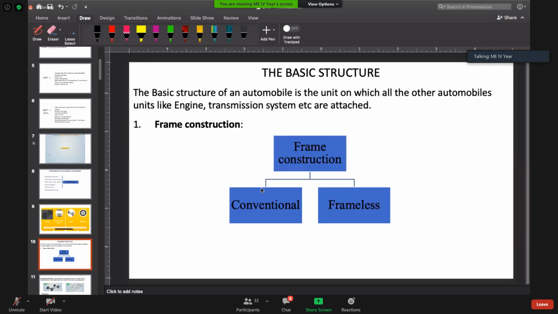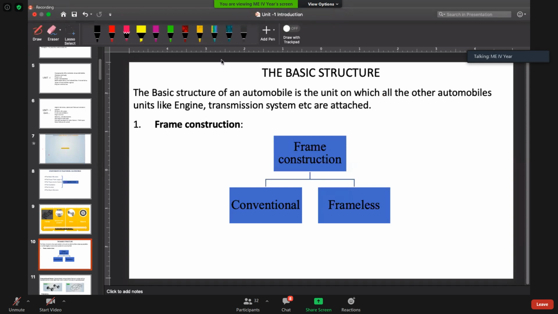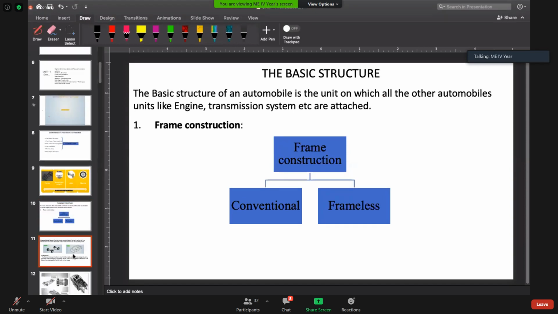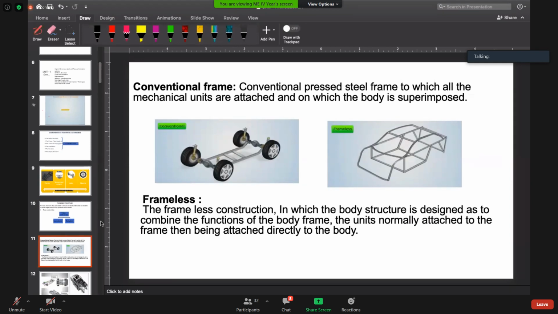So again, frame construction, the basic structure of an automobile is the unit on which all other automobile units like engine, transmission system, etc are attached. So frame construction are of two type, conventional and frameless. Conventional pressed steel frame to which all the mechanical units are attached and on which the body is superimposed. So here the left figure is representing your conventional frame, whereas the right figure is representing your frameless construction.